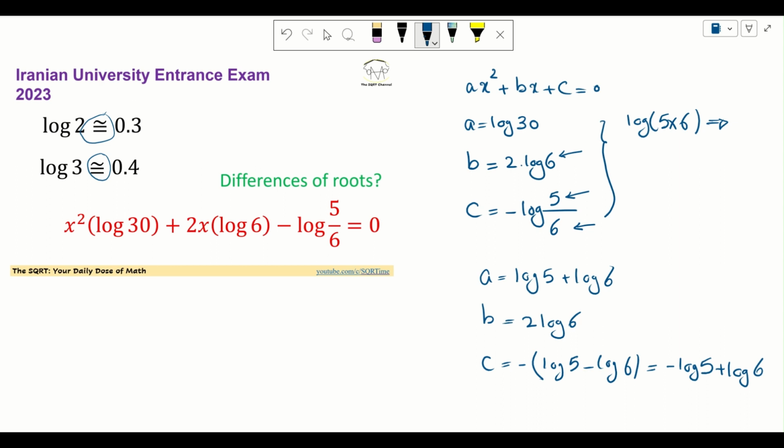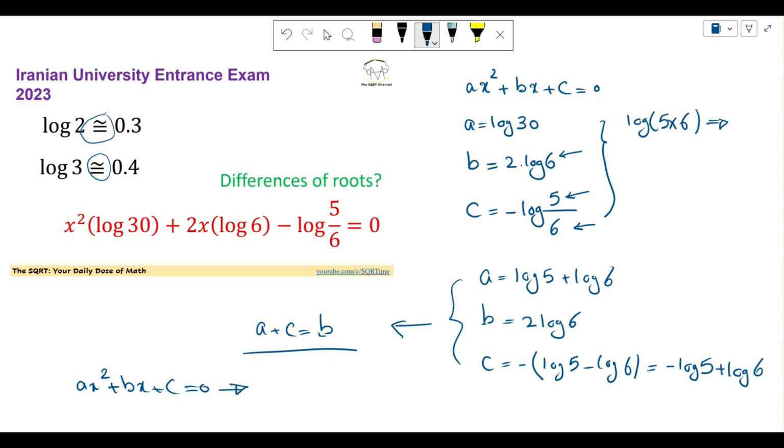Now take a look at what we have. A, B and C values are given. If you add A and C, you can see that negative log of 5 and log of 5 cancel out each other, and then we will have 2 log of 6, which happens to be b. So for this particular problem, a plus c is b. And remember, this is a quadratic equation. Let me write it down again: ax squared plus bx plus c equals 0, and we know that a plus c is b.